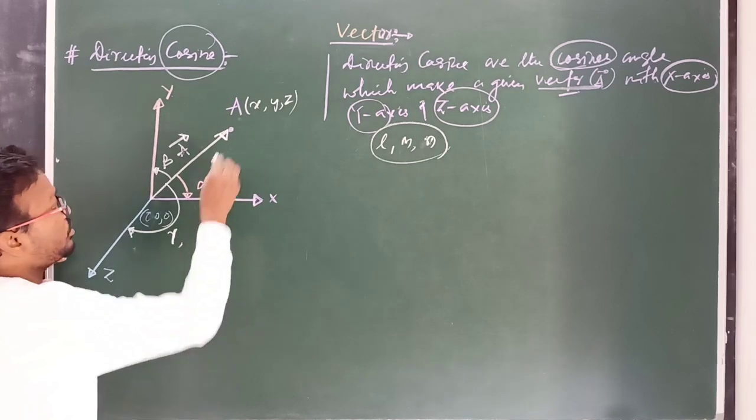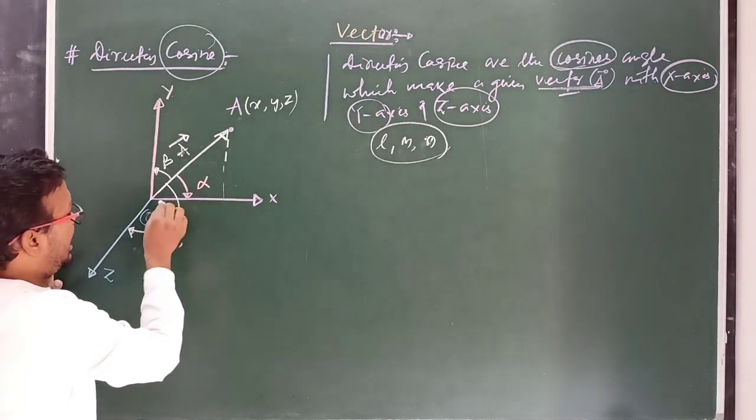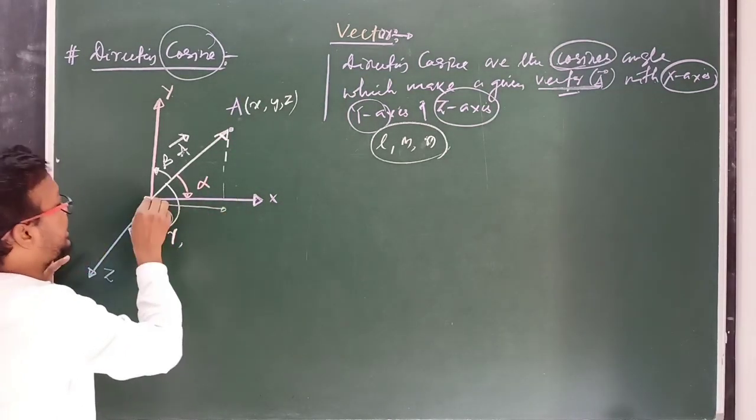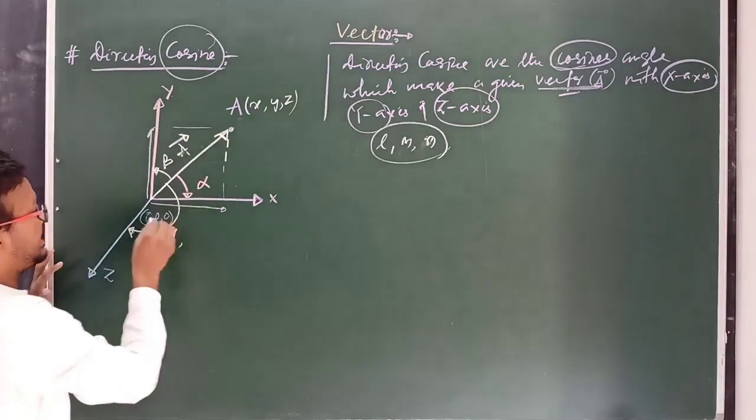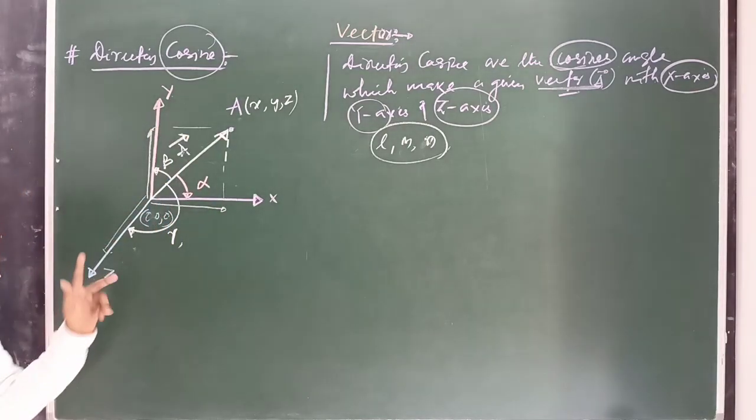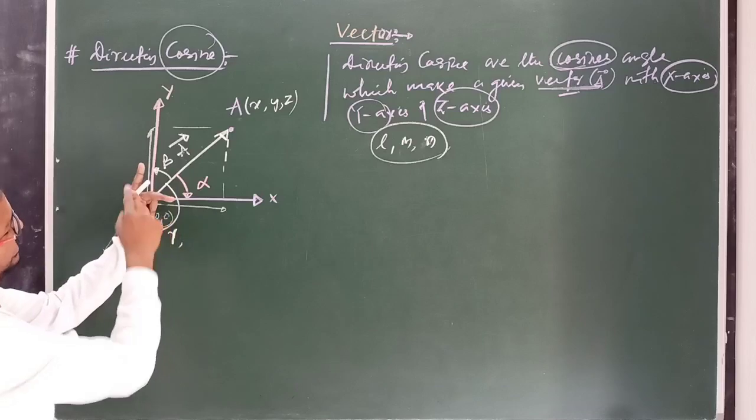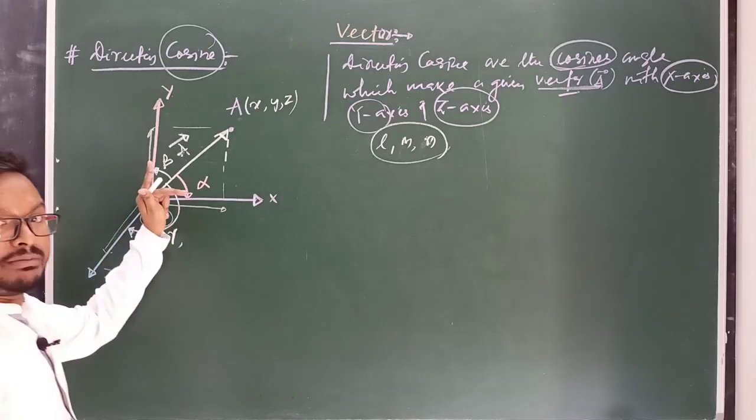So first we have to take the component along the x-axis, the component along the y-axis and the component along the z-axis, because in the three-dimensional case you have to remember x, y and z.